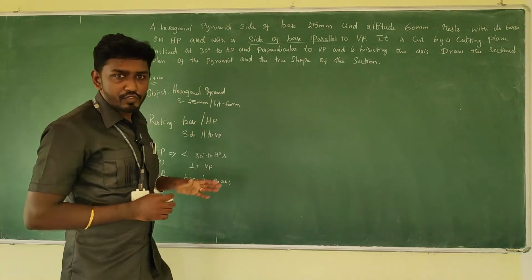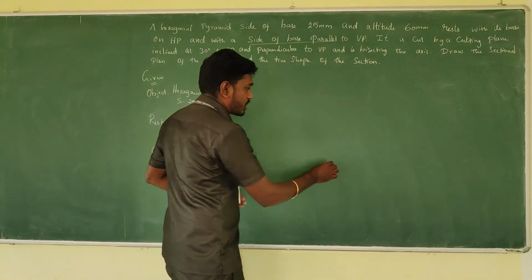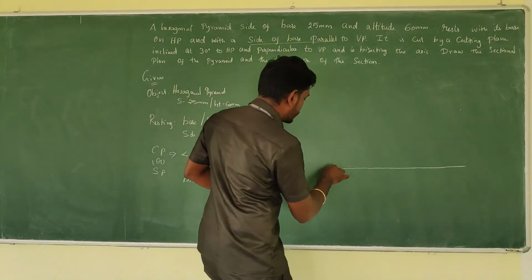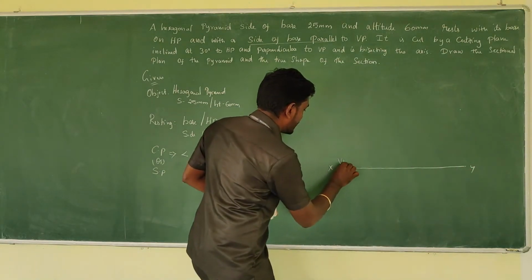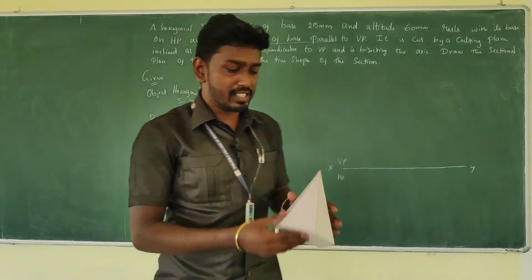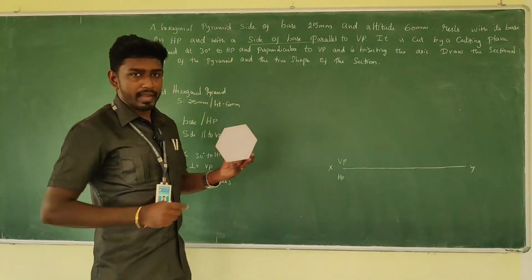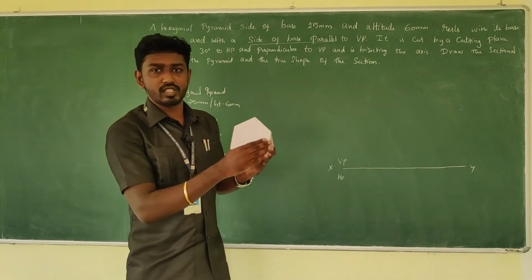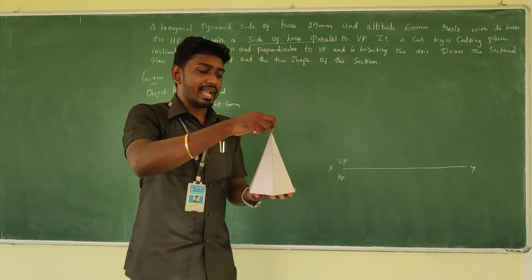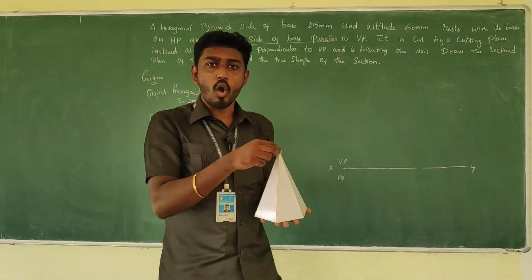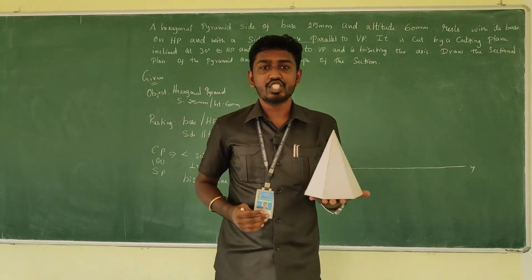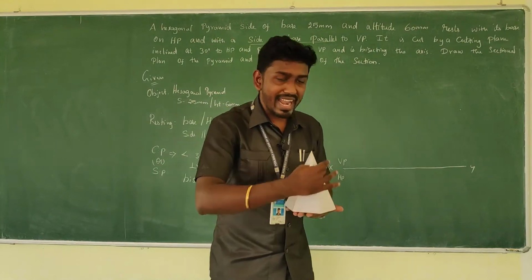So first of all, go for the reference line. I'm going to draw it here. Just go for a reference line XY. Above the reference line is VP and below it is HP. What's the object given for us? It's a hexagonal pyramid. See, 1, 2, 3, 4, 5, 6. The base is a hexagon, so we call it a hexagonal pyramid. It has a base, and this part we call the apex or vertex. These portions we call triangular faces. These are the slant edges.